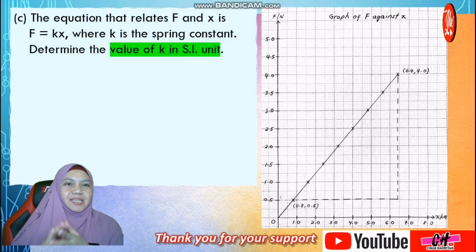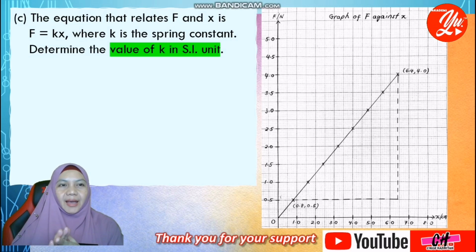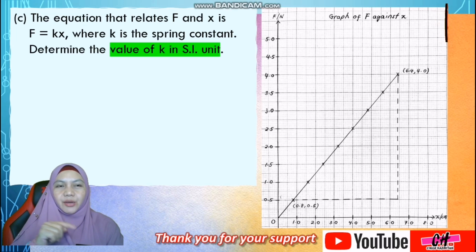What do we have here? The equation that relates F and x is given F equals kx, where k is the spring constant. And you have to determine this value of k in an SI unit.